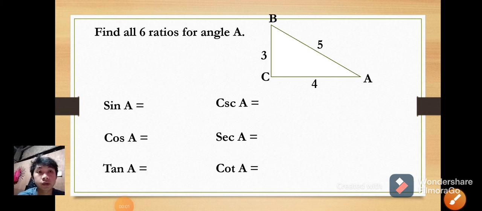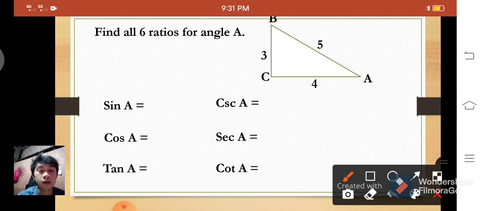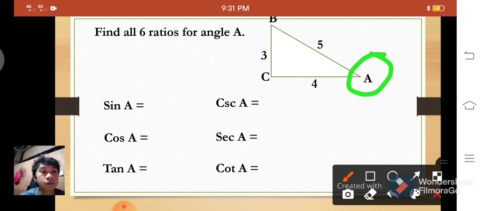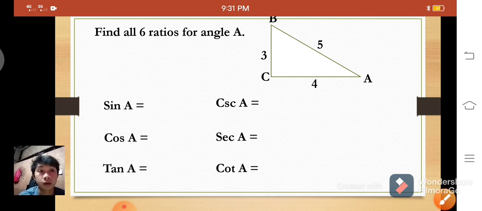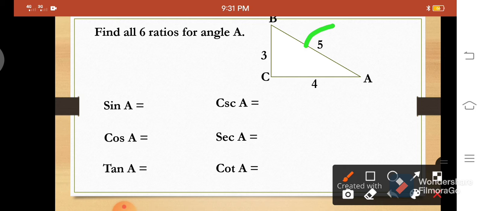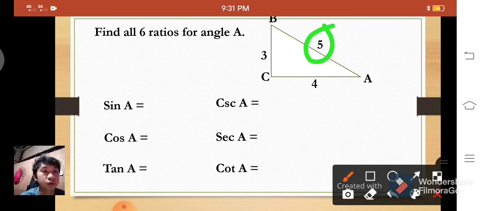Find all 6 ratios for angle A. So we will find the 6 trig functions of angle A. First is to determine the opposite, adjacent sides, and the hypotenuse. So our hypotenuse is 5. The opposite side, or the opposite of angle A, is 3. Adjacent is 4.